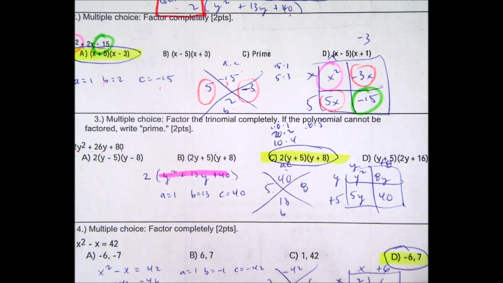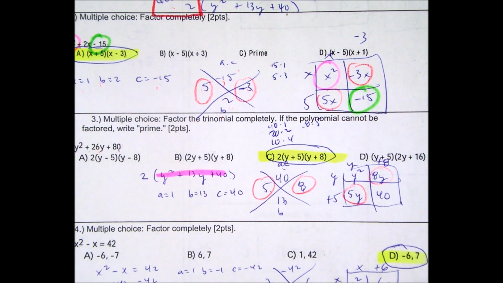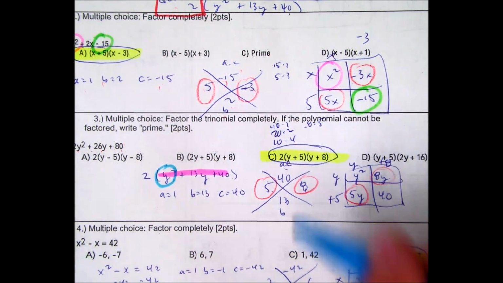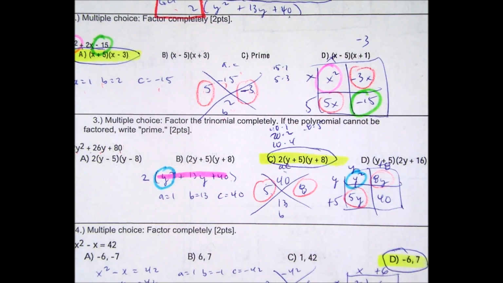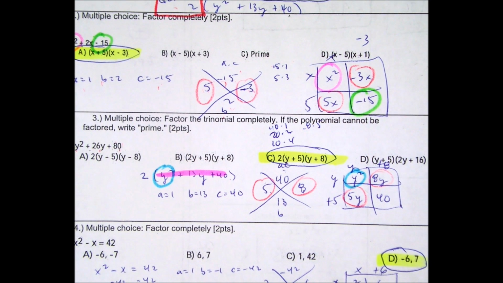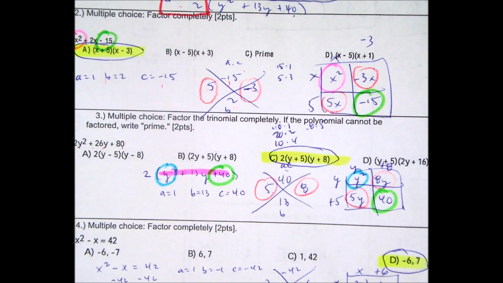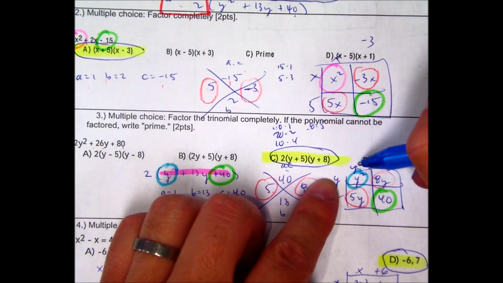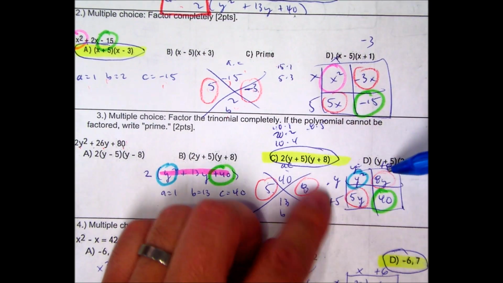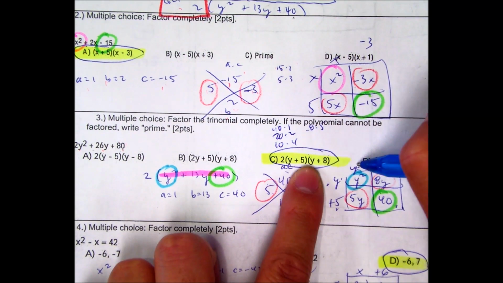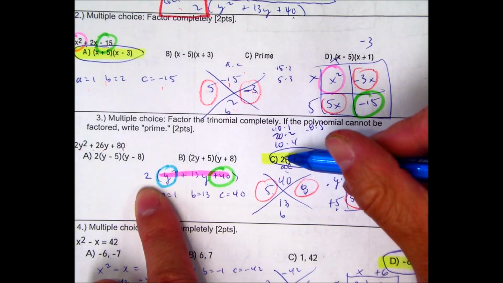Again, take those 2 numbers and put them in the bottom left and top right, always. Take your A value, and pay attention: your A value here is inside the parentheses, because you already took out the GCF of 2. And then your C value goes right there. You're going to put a y and y there, because y times y is y squared, y times 5 is 5y, 8 times y is 8y, and 8 times 5 is 40. So y plus 5, y plus 8, and don't forget the GCF that you had right there.